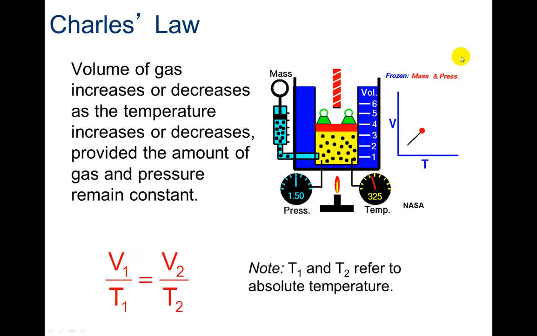So here is the equation. Volume 1 over temperature 1 equals volume 2 over temperature 2. And notice too, these temperatures have to be in the absolute temperature, either degree Rankine or Kelvin.